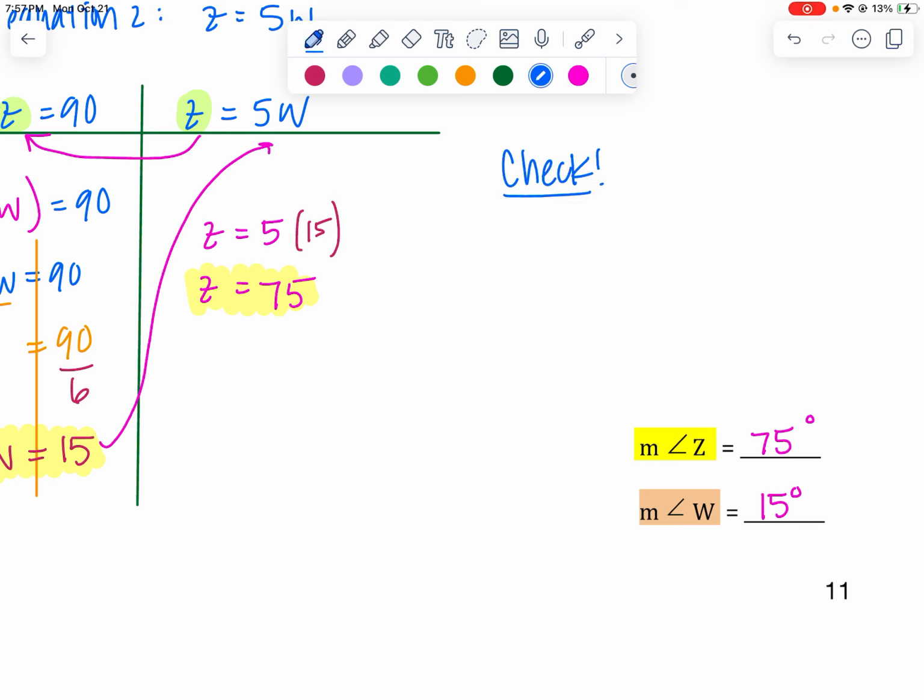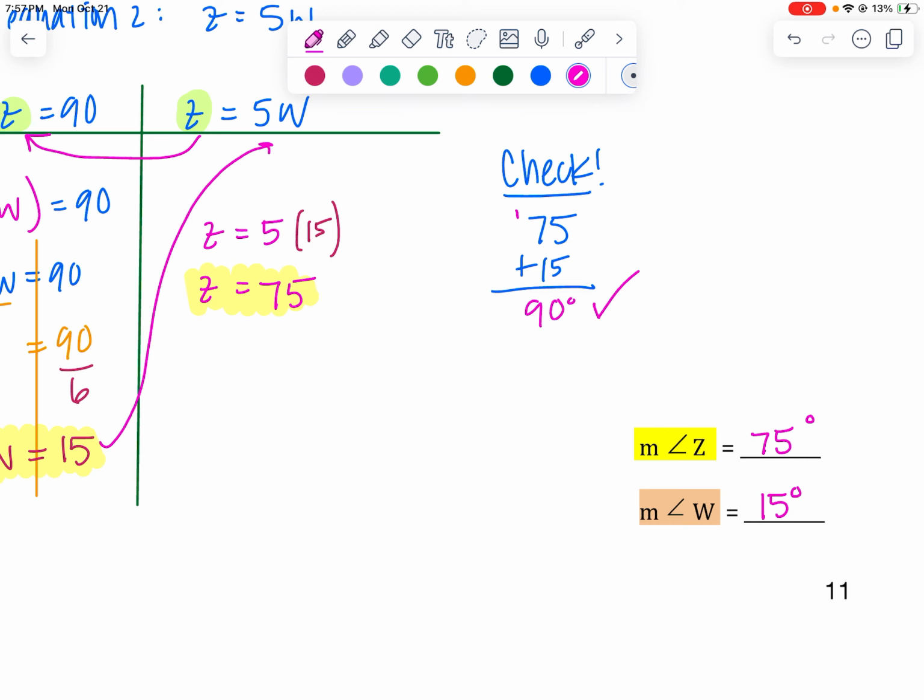So originally we said that we're adding up to 90, so I just have to make sure that these two angle measurements add up to 90. So if I were to add 75 plus 15, what is that? That gives me 90 degrees, and we're good to go.